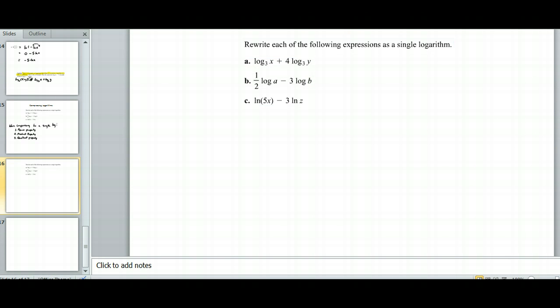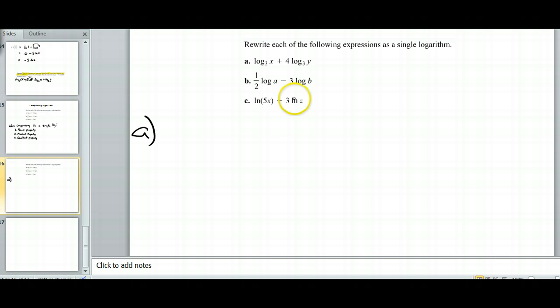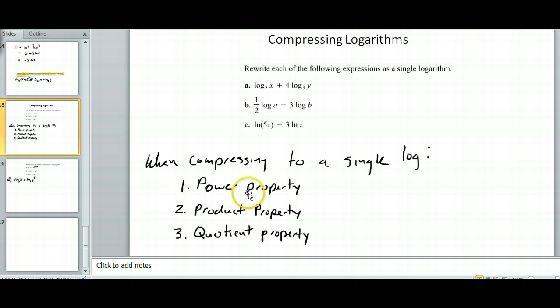Alright, so for part A, this says do the power property first. Well, the power property applies here because when I'm going in reverse, this number that's being multiplied by the log goes back up as the power on this base. So initially we'll have the log base 3 of x plus, we're going to put that 4 on top and say this is the log base 3 of y to the 4th power. So far we've done the power property, so that one's done.